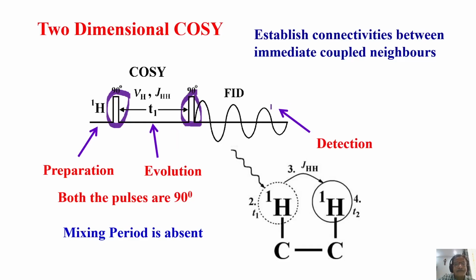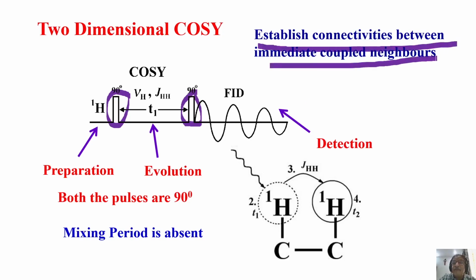And this is what happens. I apply the pulse, increment t1, collect data points here, collect data here, t1 data, t2 data. I have two time domain data. I do the Fourier transformation and I get two frequency domain signals. Fine. Now what do I get out of it? This experiment establishes the connectivity between immediate coupled neighbors.